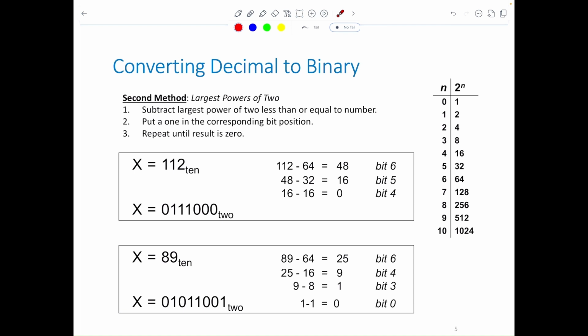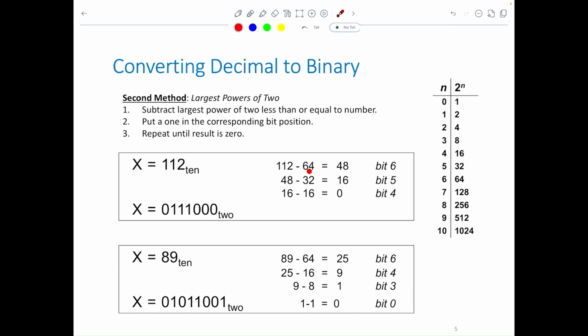So this is another way, like the second method I was talking about, the largest power of 2. So here, the way I worked it, you have 2 power 0 is 1, 2 power 1 is 2, 2 power 2 is 4, 2 power 3 is 8. So we have the numbers like that. And then 112 is smaller than 128, and larger than 64.